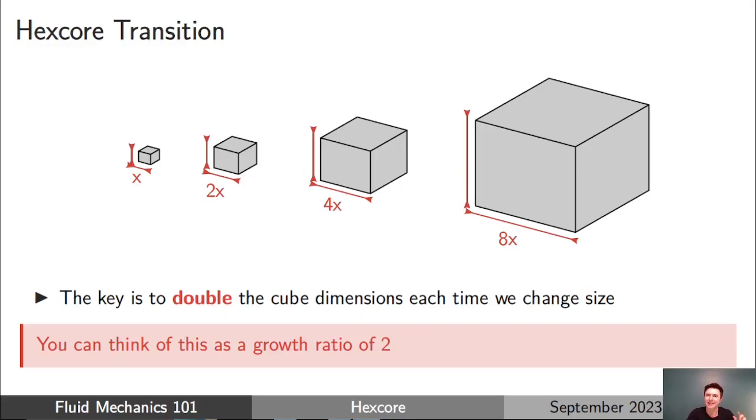And the key to the Hexcore transition is that every time we change the size of the cubes, we want to double the dimensions of the cubes each time we change size. That's the key aspect for the Hexcore mesh. And for those of you who've done a lot of meshing before, another way to think of this is that you're setting the growth ratio to 2. So every time you change cell, you're going to be doubling the size of the cell in that direction normal to the wall.